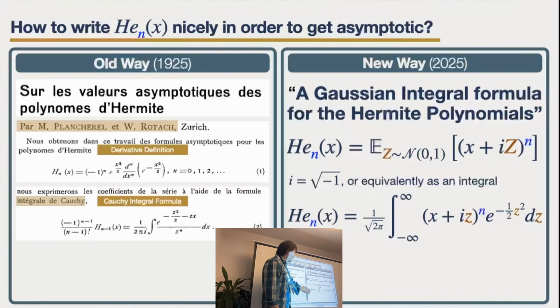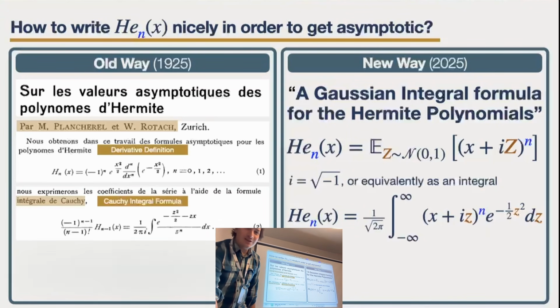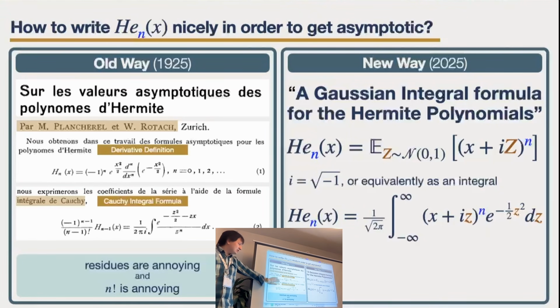And this, of course, becomes an integral just by writing down the density for the Gaussian. And the advantage is, before there are these residues, there's also this annoying thing. There's an n factorial in the Cauchy integral formula, and we don't have an n factorial.